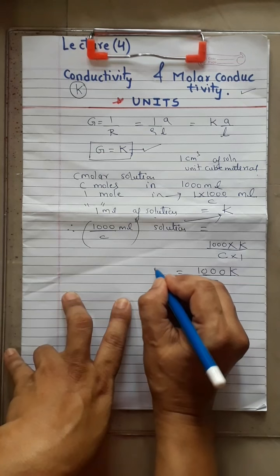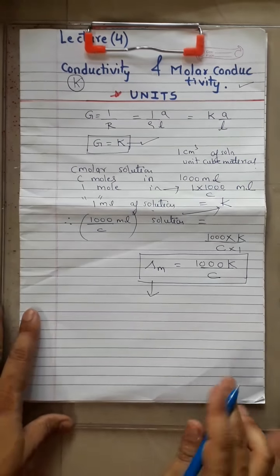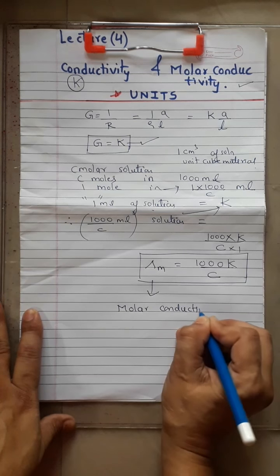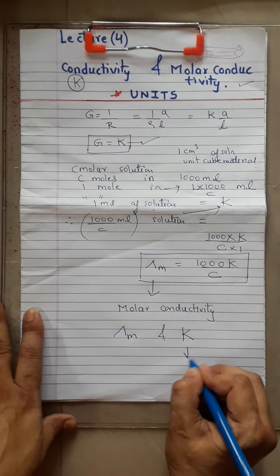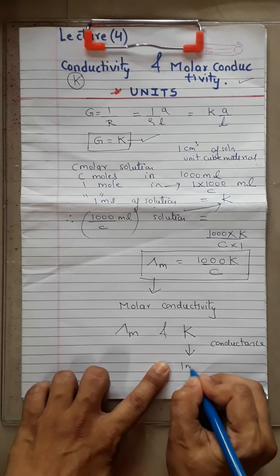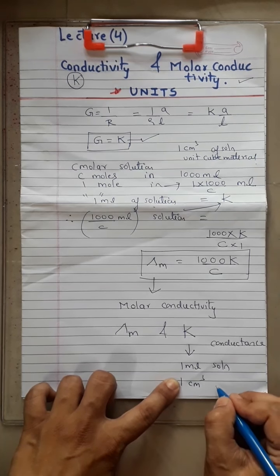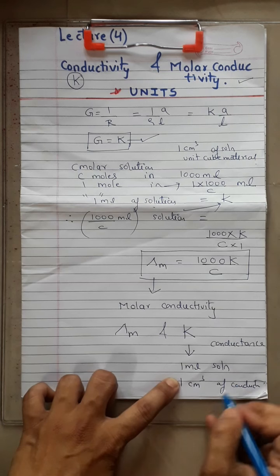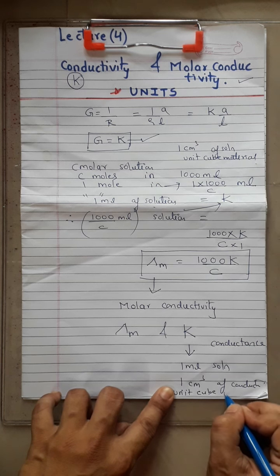And this is known as lambda m. This lambda m is known as molar conductivity. So we have derived the relation between lambda m and K. What is K? K is the conductance of 1 ml solution. K is the conductance of 1 centimeter cube of a particular conductor. It is basically unit cube material.